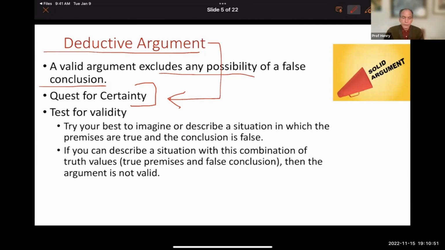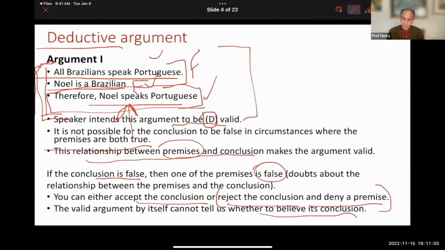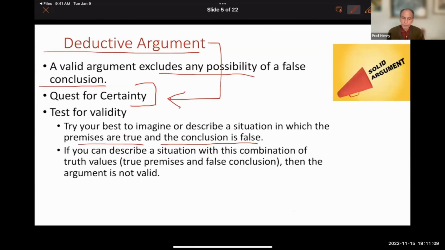essentially you say to yourself, try your best to imagine or describe a situation in which the premises are true and the conclusion is false. You can't do that here. You can't say the conclusion is false if the premises are true. If you can describe a situation with this combination of truth values, true premises and a false conclusion, then the argument is not valid, meaning if you could bring up a conclusion that could be false, even though the premises are true, then you don't have a valid argument.